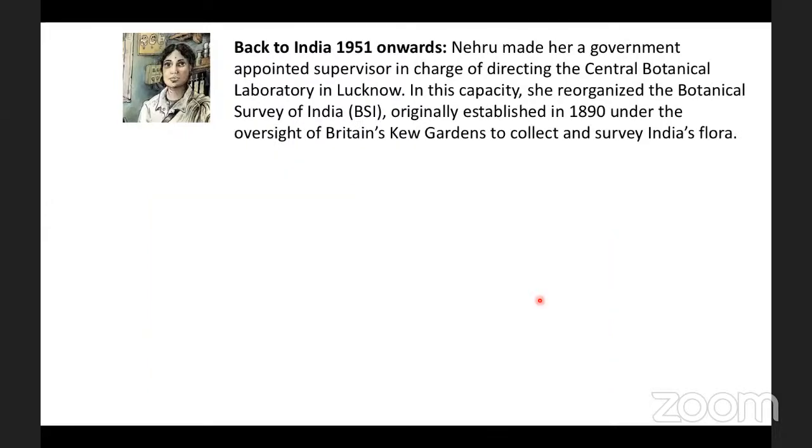Back in India in 1951, Nehru made her a government-appointed supervisor in charge of directing the Central Botanical Laboratory in Lucknow, okay? In this capacity, she reorganized the Botanical Survey of India. Remember, the Botanical Survey of India was established by the colonials. The whole idea was to document the botanical wealth of this country so that they could exploit it. The idea was to exploit India. And there was Kew Gardens in Britain, that is how they collected. All the materials collected from here were taken there, there was nothing here.